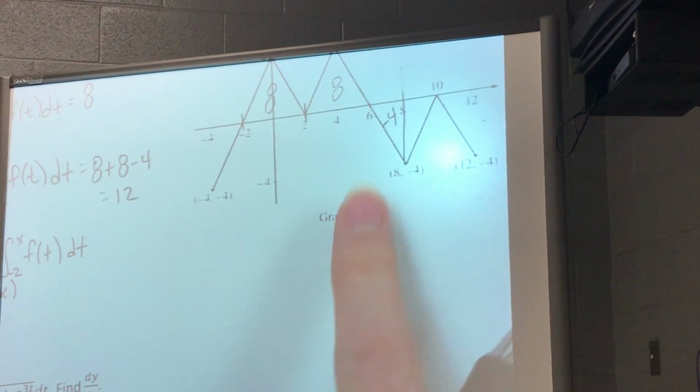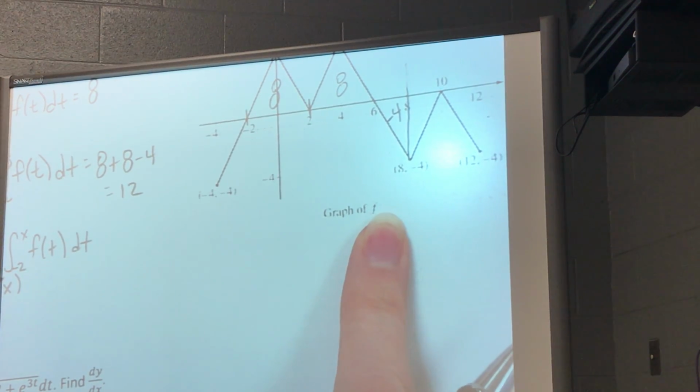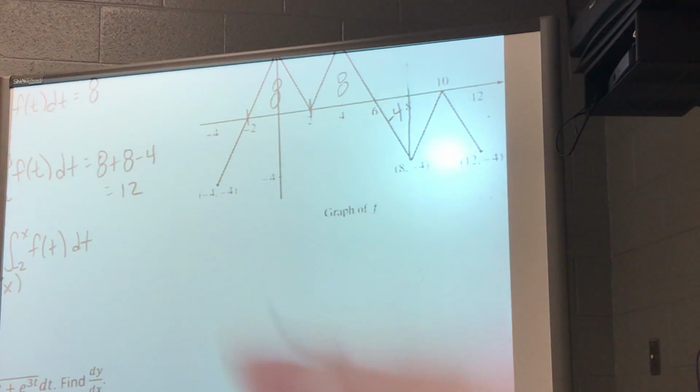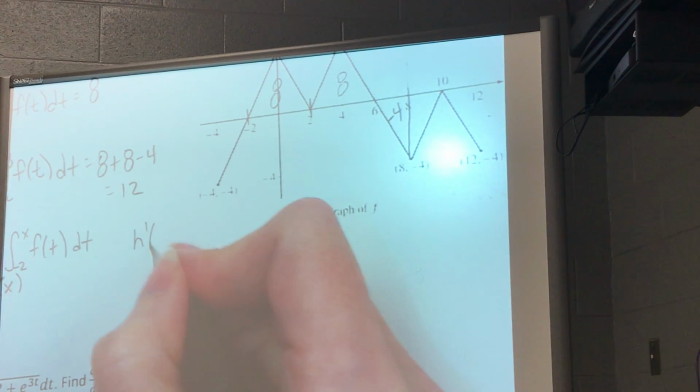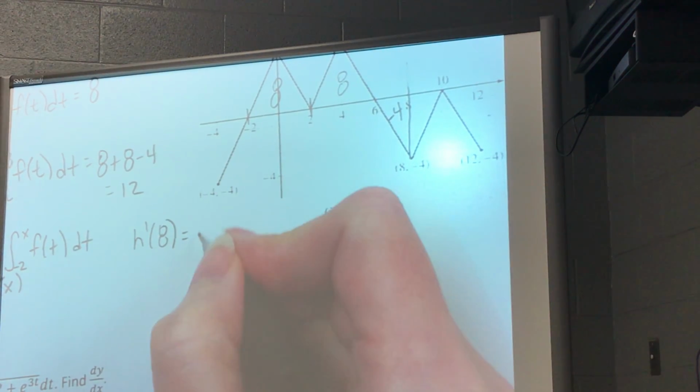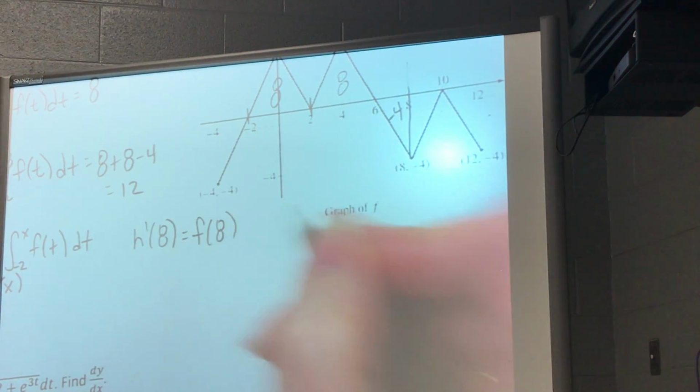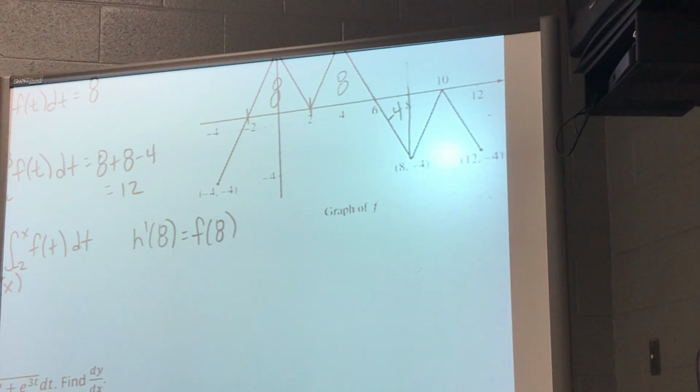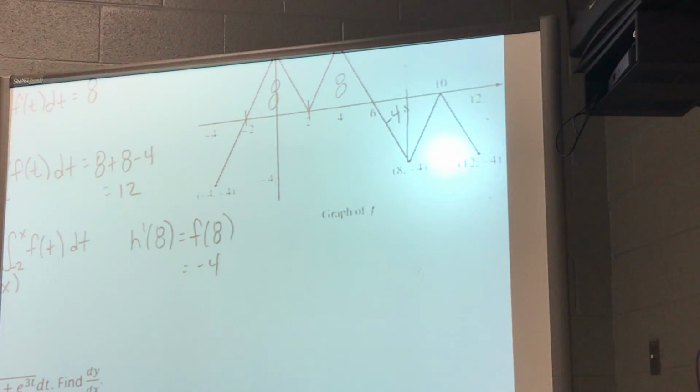And this right here is the graph of f. So if we're asked to find h prime of 8, they're asking us to find f of 8. You guys have been able to find f of 8 for a long time. So looking at the graph of f, what is f of 8? -4, and that's it. I know, it's crazy.